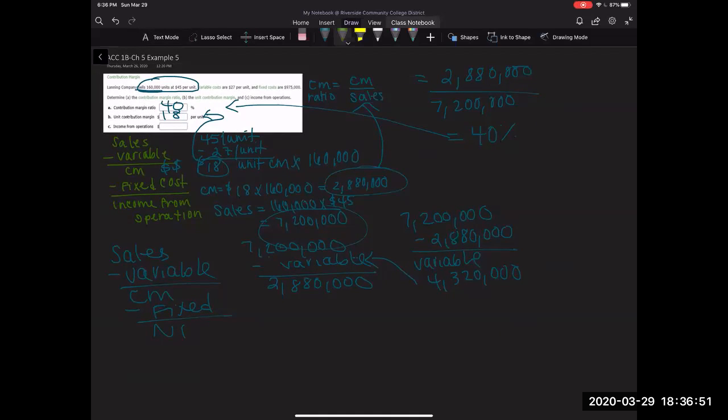Our fixed cost, as they put it here, is $975,000, right? And so our answer, our net income from operation, is $2,880,000, and we have to subtract out our fixed cost of $975,000. So our income from operation comes out to $1,905,000. Okay.